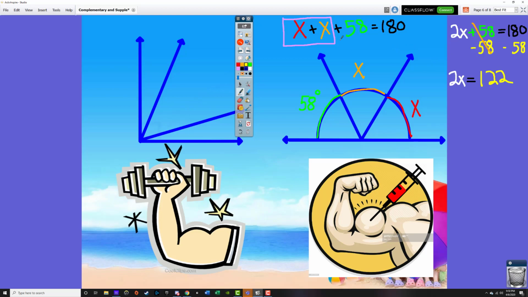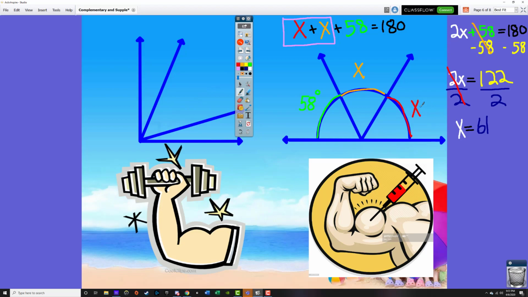So the last thing we have to cancel out is the 2. The 2 and the x are right next to each other with no sign in between them, which means they are being multiplied. So to cancel out multiplication, we do the opposite of multiplication, which is division. So we're going to divide both sides by 2. That is going to force the 2's to cancel out. So we'll get x is equal to 122 divided by 2, which is 61. Okay, so x is equal to 61.